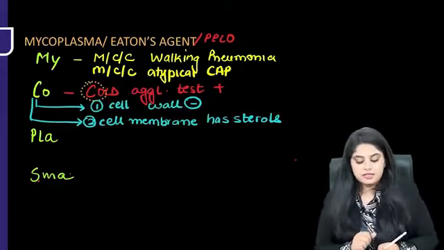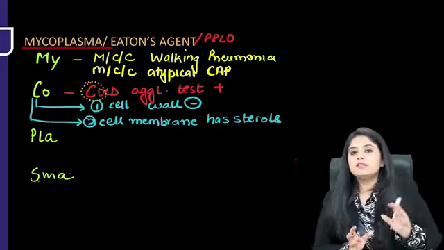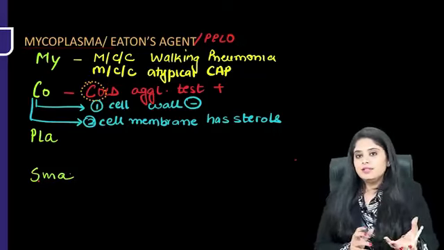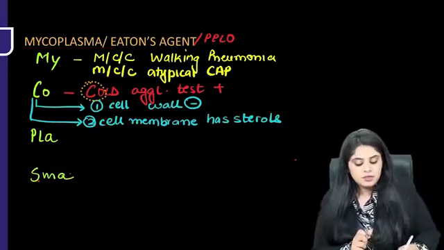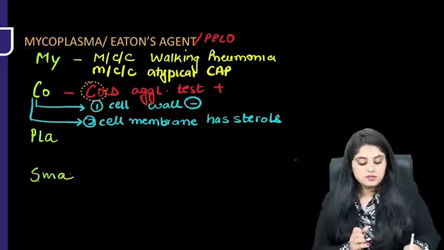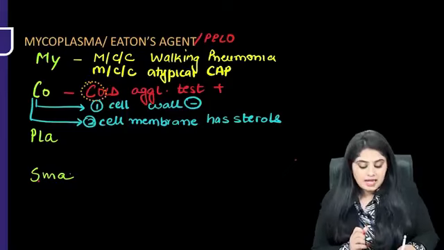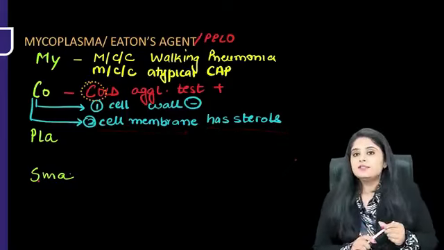I will come to a summary in the end. But why do some people say it is doubtful that this is a bacteria? Why are they doubting it? Because number one, it's cell wall deficient, meaning it doesn't have a cell wall. And the cell membrane has sterols.